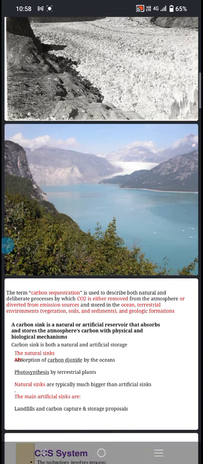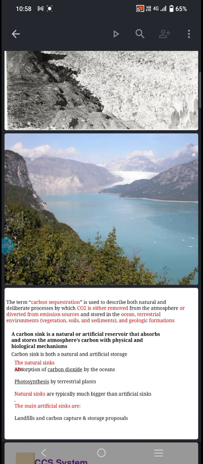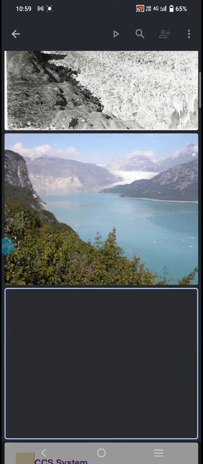The term carbon sequestration is used to describe both natural and deliberate processes. CO2 is either removed from the atmosphere or diverted from emission sources and stored in terrestrial environments like vegetation, soil, sediments, and geological formations. A carbon sink is a natural or artificial reservoir that absorbs and stores atmospheric carbon through physical and biological mechanisms.